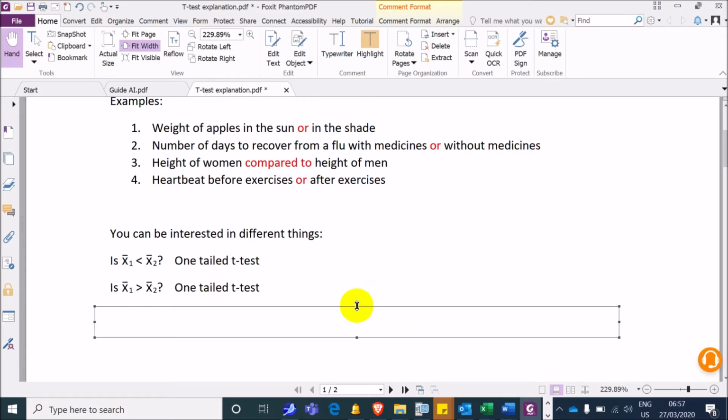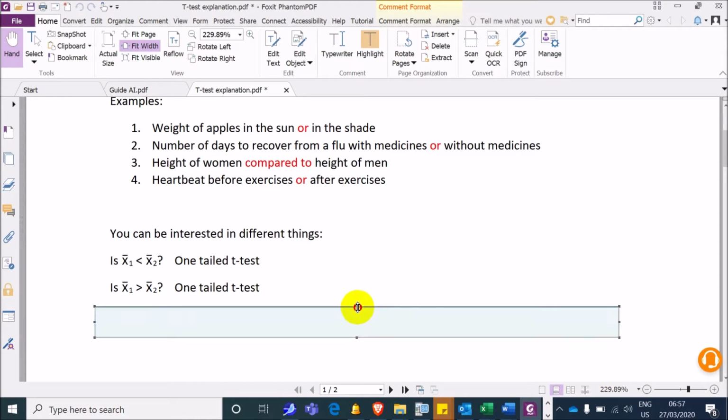Is the mean higher than the mean we are comparing with? So this is for number 4. I would think that the mean after exercise, and I'm expecting that it will be higher than the mean before the exercises. Again, this is a one-tailed t-test. You're only looking at one side.